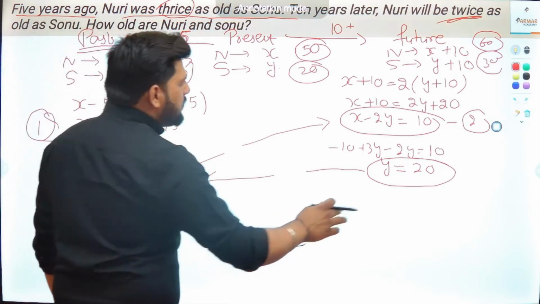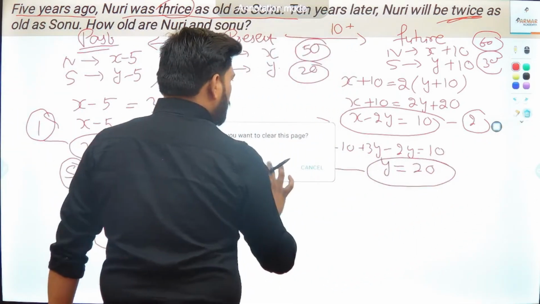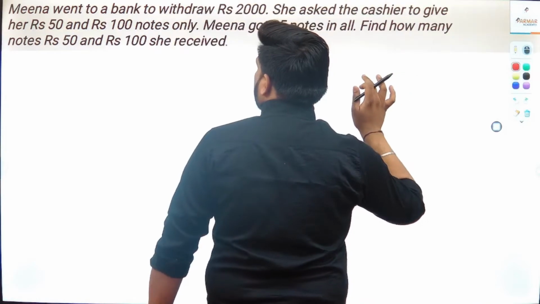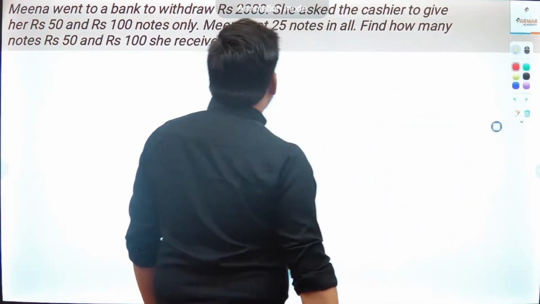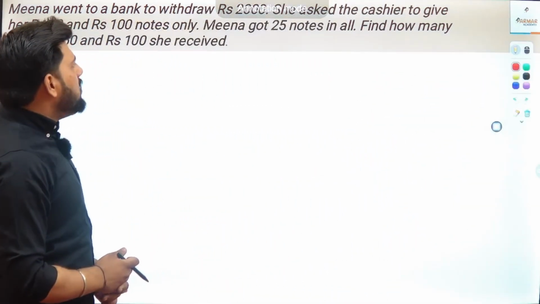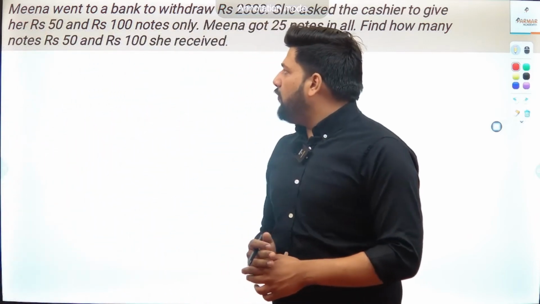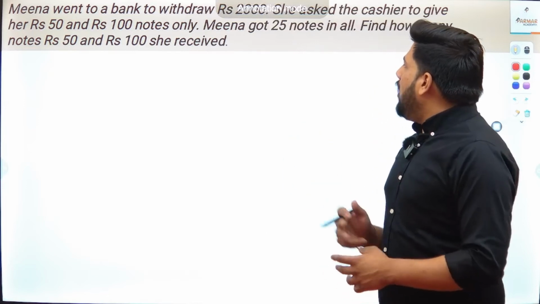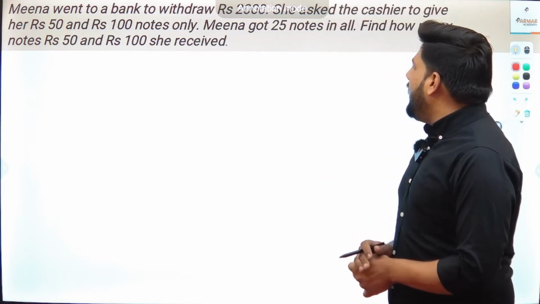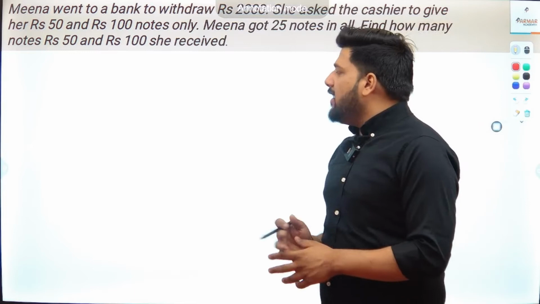The next one is: Meena went to the bank to withdraw rupees 2000. She asked the cashier to give her notes of 50 and 100 only. Meena got 25 notes in all. Find how many notes of 50 and 100 she received.